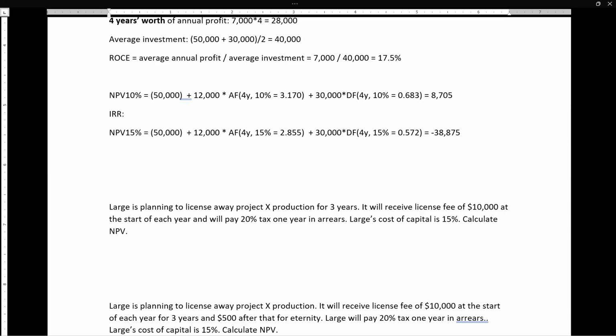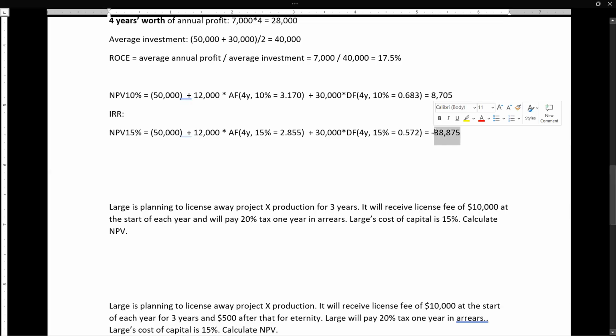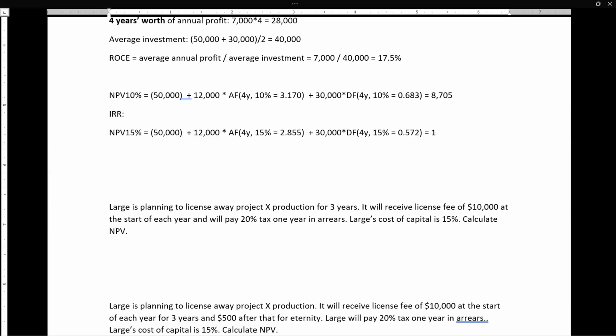2,855 plus 30 multiplied by 0.572. Is it? Yes, it is. Minus 50,000. Now, see, that was okay. Now I got two answers and they're different ones. So let me recalculate it the third time.